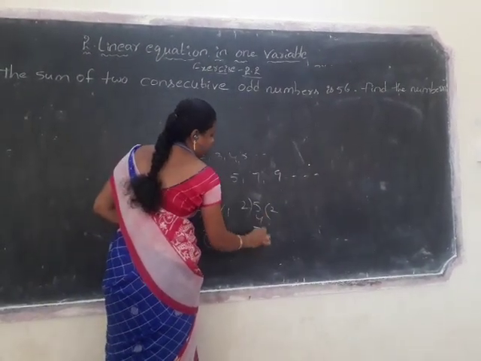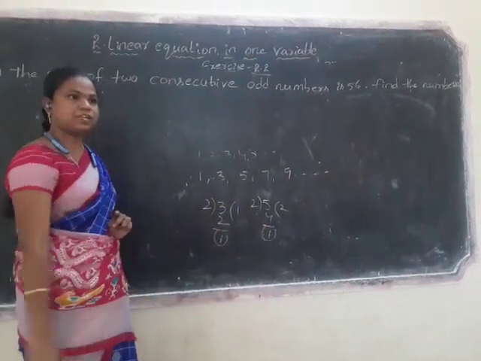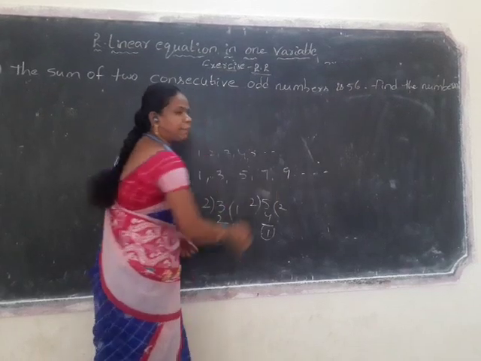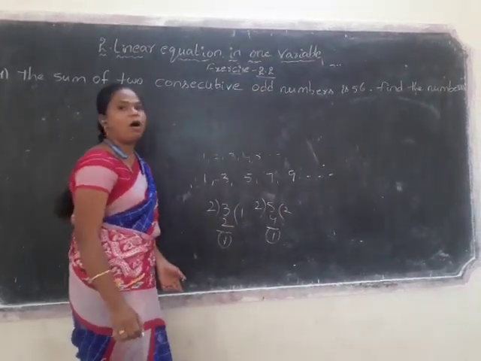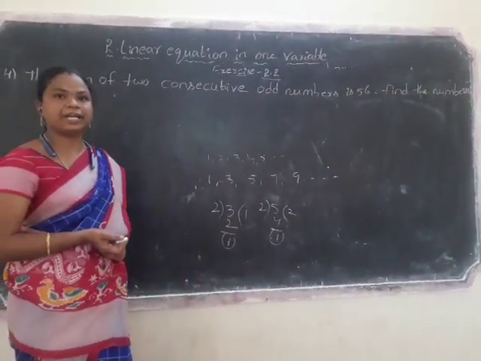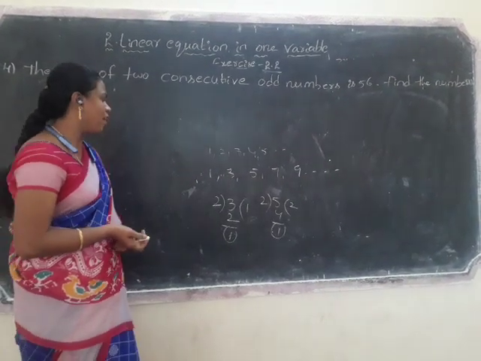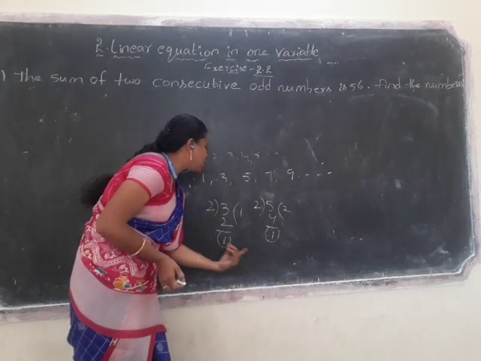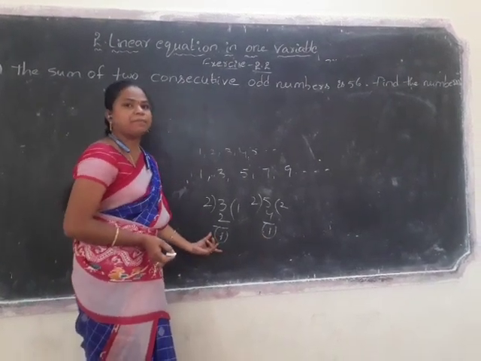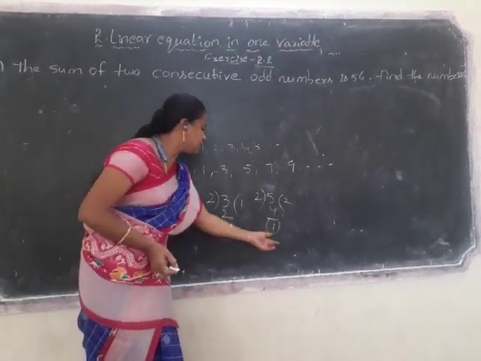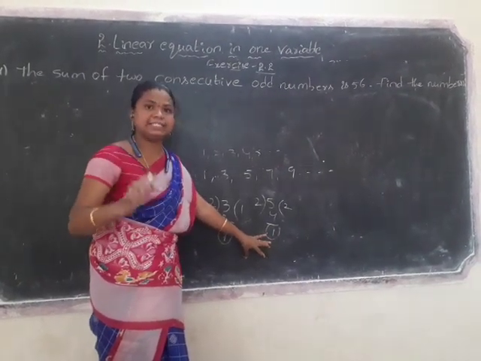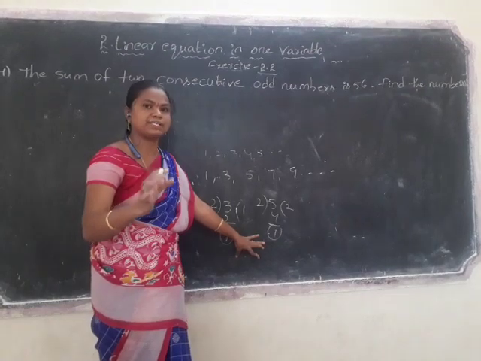2 twos are 4. The remainder is 1. Okay students, for all odd numbers we get the remainder 1. In this example, we observe the remainder is 1. So in this example, we write a general form of odd numbers.